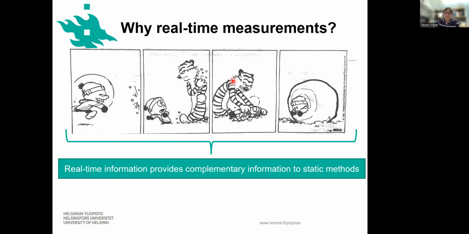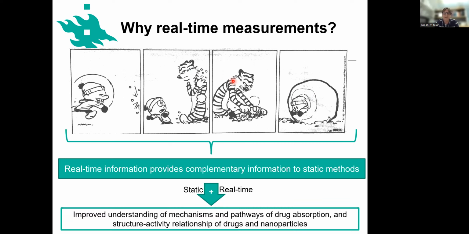And we don't need to measure those later stages. So I see it as a complementary tool for these very good techniques we are using today in vitro. Using these real-time measurements, we can access more information to understand our systems better. And of course, this gives us, from my perspective, a better understanding of how drugs absorb or how they interact with cells and are taken up by cells.